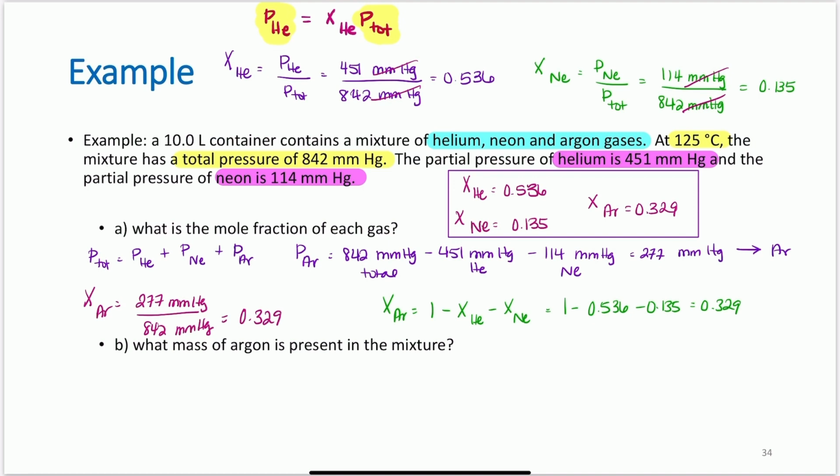So we've answered the first part of the question. What about part B? Part B asks me, what is the mass of argon present in the mixture?